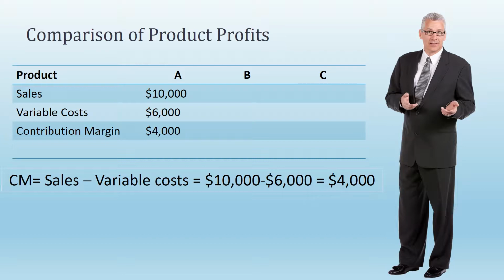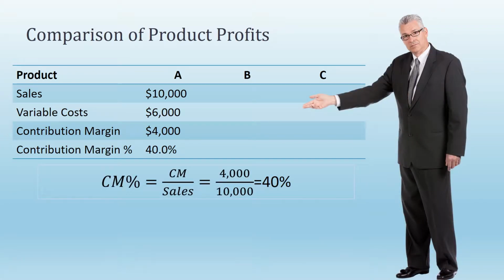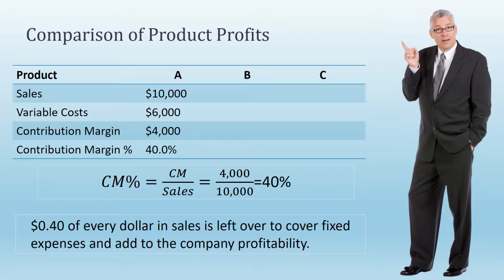We find that by calculating the contribution margin percentage. Contribution margin percent is just the product contribution margin divided by the product sales. The contribution margin percent for this product A is then 40%. That means that 40 cents of every dollar in sales is left over to cover fixed expenses and to add to the company profitability.